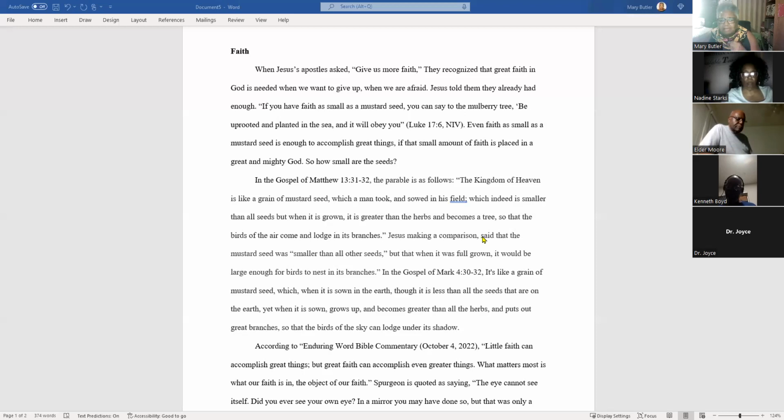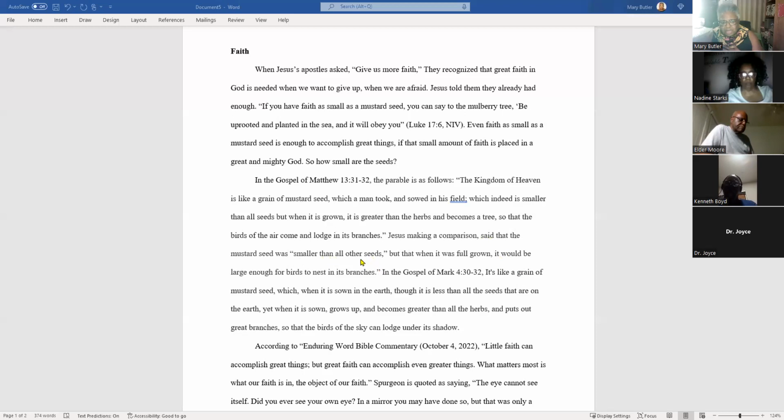"said that." I might want to say something else. I'll have to look and see one of those words that I can use that make me sound like I know what I'm talking about. Jesus, making a comparison, said that the mustard seed was what? Quote, "smaller than all other seeds." Put the quote around it. Who said it? Jesus.